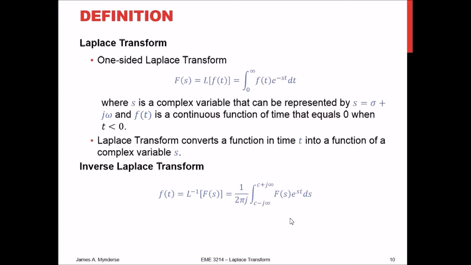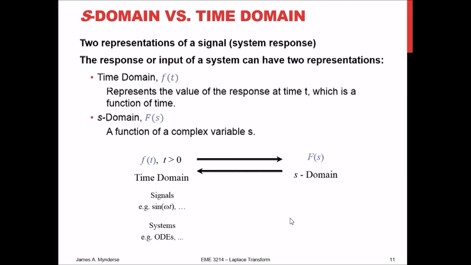So we have two representations of a signal. We have the one that we're familiar with, the time domain representation, and now because of this Laplace transform, we're going to have a second representation, which we're going to call the S domain. Signals and systems will have both a time domain and an S domain representation.